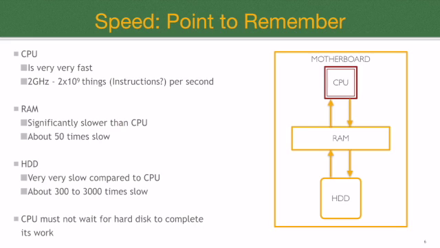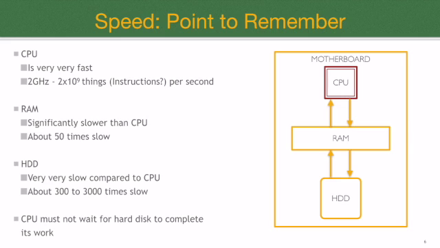As far as speed is concerned, this is an important slide. If the purpose of this slide is that RAM and hard disk drive both store the instructions and data, why don't we just remove one of them and keep the second one? So the answer is that the CPU is the fastest component.